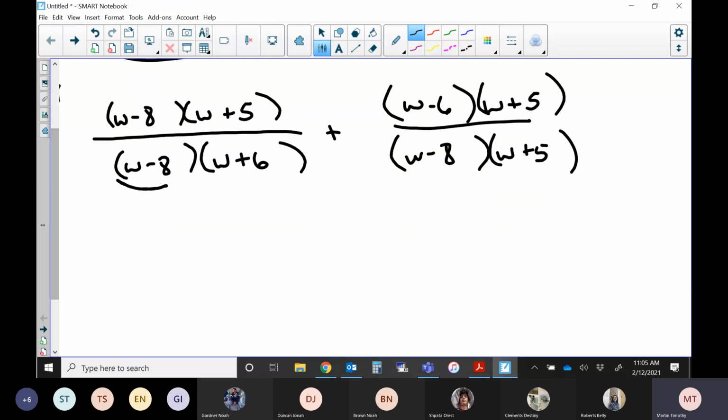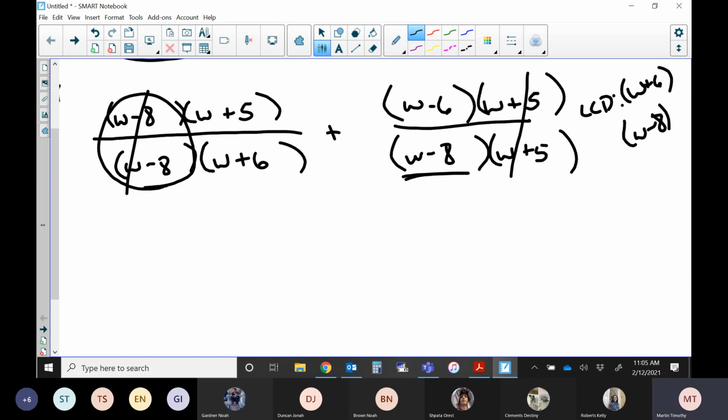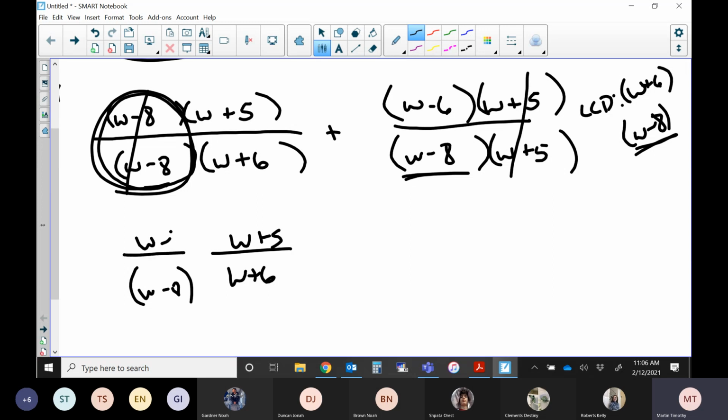So one of the things is right here, I could cancel out this w minus 8. However, this denominator has a w minus 8. So if I cancel this w minus 8 out and I cancel this w plus 5, I'm going to realize that the least common denominator is going to be w plus 6, w minus 8. So my question to you is, why would you cancel this out when you're just going to have to bring it back anyway? Meaning you would have this down here, and what would you have to multiply this by? You would have to multiply it by w minus 8. Why would you cancel it out just to bring it back so that they have the same denominator? So that's what I meant by this being a weird case.